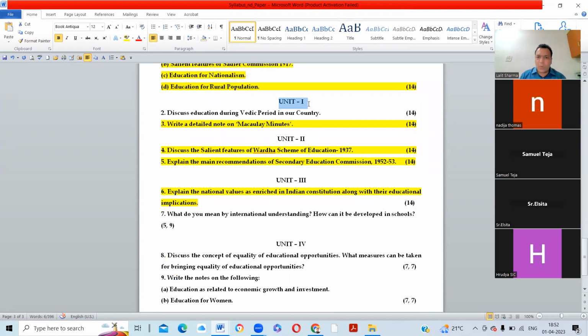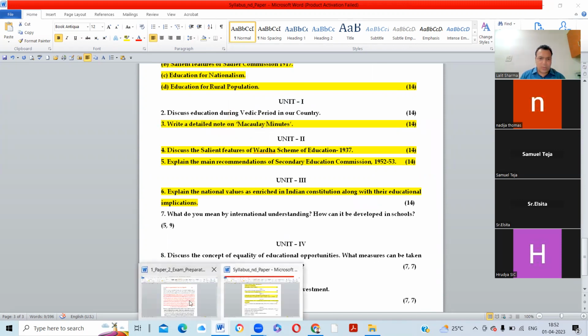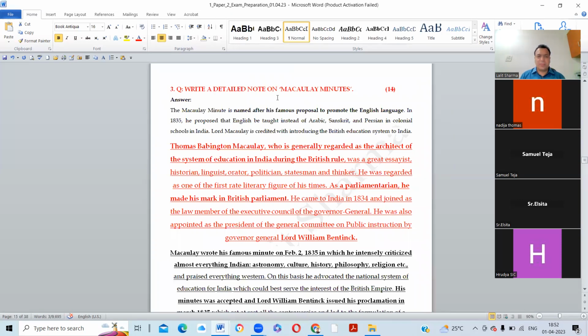Under Unit 2, out of the two questions, we are discussing the Macaulay Minute. Write a detailed note on the Macaulay Minute. This is your answer on the Macaulay Minute. It can come as a long question. After finishing this paper we will see our syllabus, so that nothing is left. Out of the two sections, we have to attempt one question. But here we have to note that if we opt for one particular section, we have to cover all the chapters under that section.